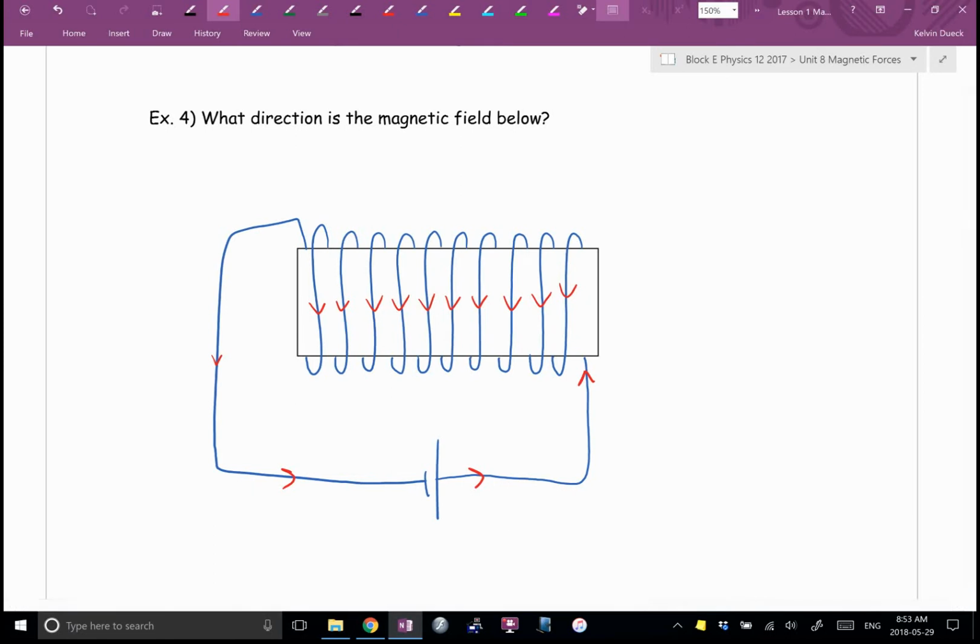Hold it in your right hand using your imagination in such a way that your fingers curl in the same direction as the current. And I think all of you realize you have to hold it with your thumb pointing in which direction? That's going to be the north pole of this electromagnet. That's going to be the south pole. That's the right-hand solenoid rule.